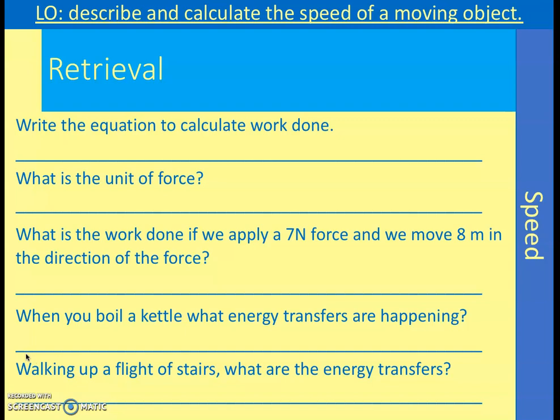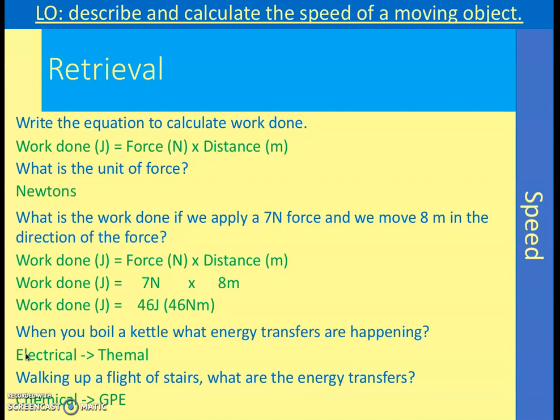Okay, how did you do? So the equation to calculate work done is work done is equal to force by distance, and please remember that you must include your units. So work done is measured in joules, force in newtons, and distance in meters. What's our unit of force?